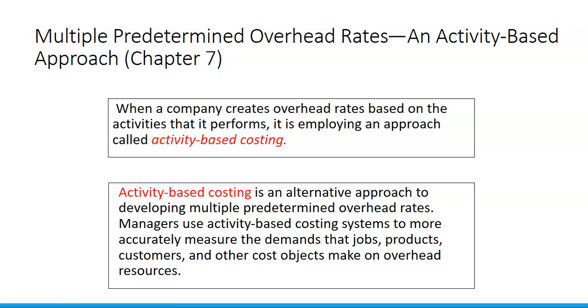The other way we can do multiple predetermined overhead rates, other than by department, which we just looked at, is by activity. So activity-based costing is an alternative approach. It is considered the most true costing method, but it also takes time, and time costs money. So it takes a lot of time and technology to implement activity-based costing. We are going to look at activity-based costing when we look at Chapter 7.